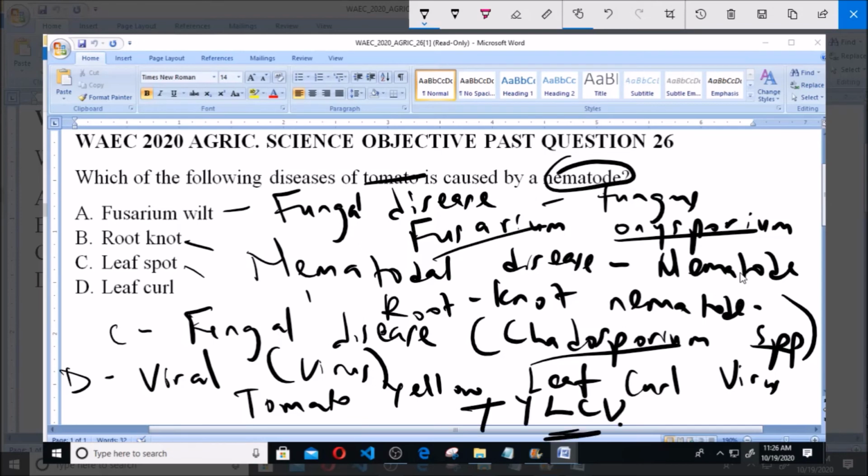So as we have already established, option B, root knot, is nematodal. It is caused by a nematode known as the root knot nematode. So option B, root knot, is the correct answer to this question.